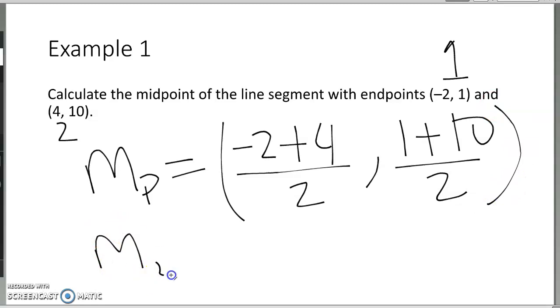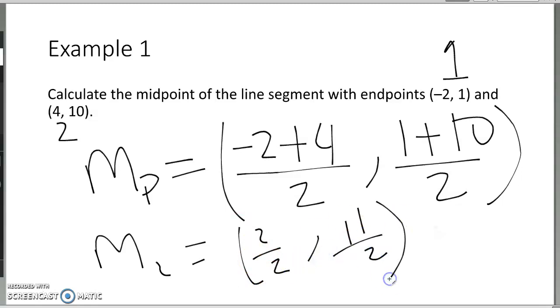And so again, I have to simplify. Negative 2 plus 4 is 2, so 2 divided by 2 gives 1. And 1 plus 10 is 11 over 2. I can leave it as 11 over 2. I can change it to 5 and 1/2. But we want to keep it in that fraction form. Or, I guess it doesn't matter depending on what your answer choices are. If it's in decimal, you can put it in decimal too, so it's 5.5.